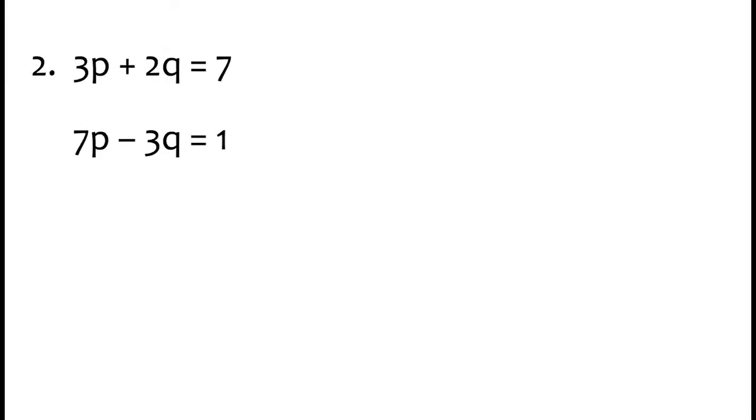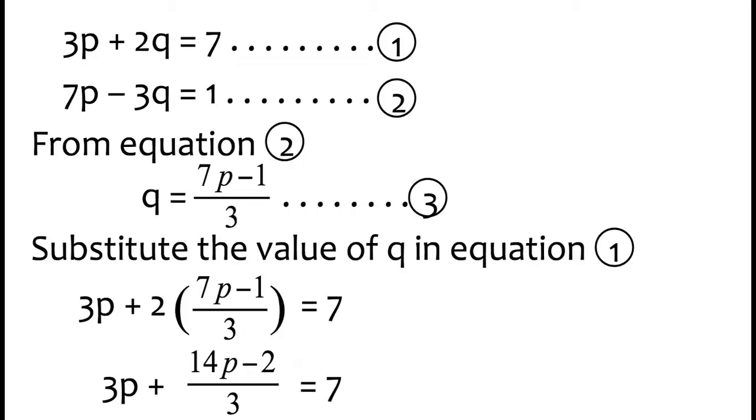Example number 2. We are to solve 3p plus 2q equals 7, and 7p minus 3q equals 1. So 3p plus 2q equals 7, I name it equation 1. And 7p minus 3q equals 1, I name it equation 2.